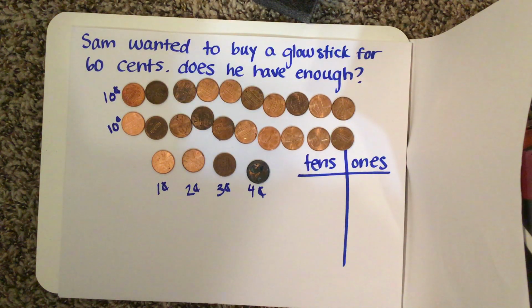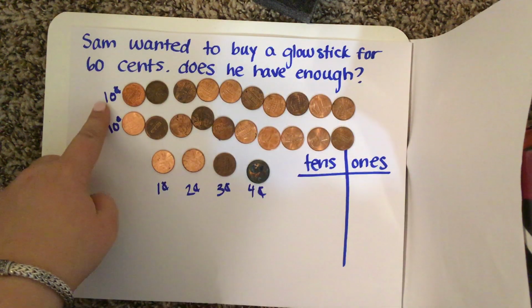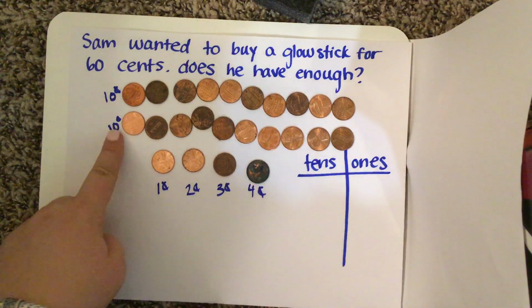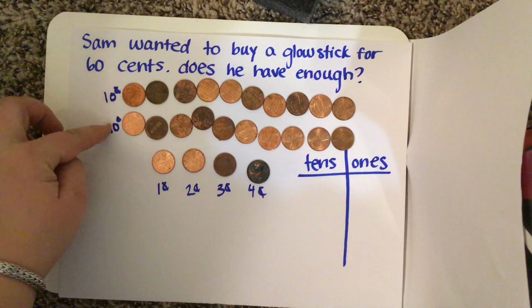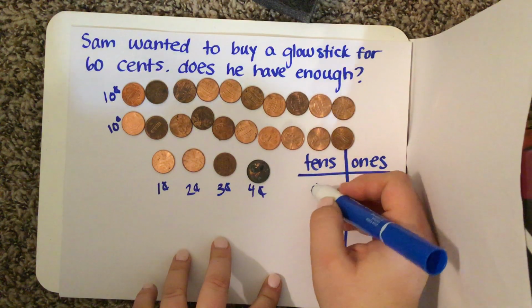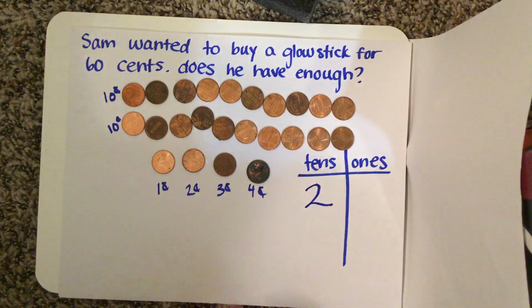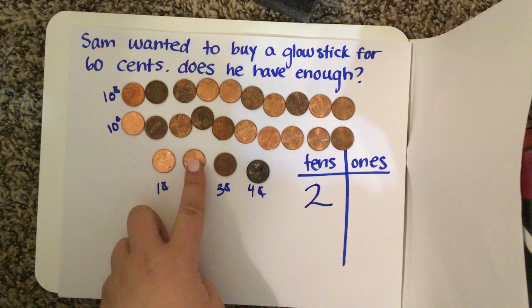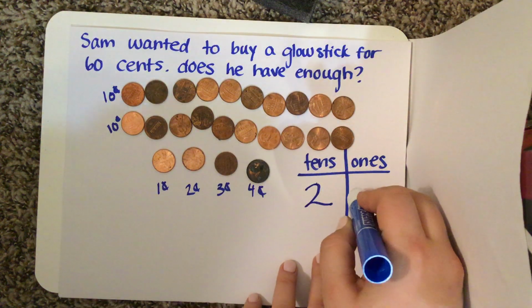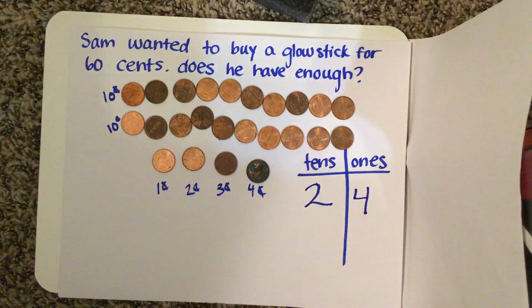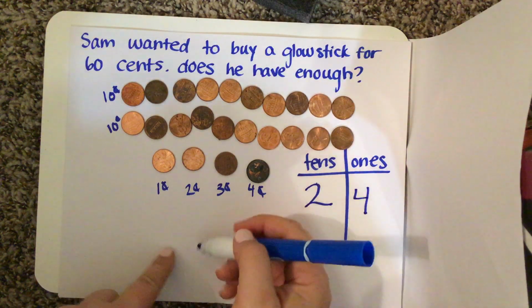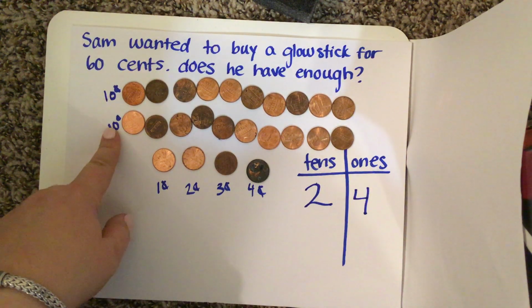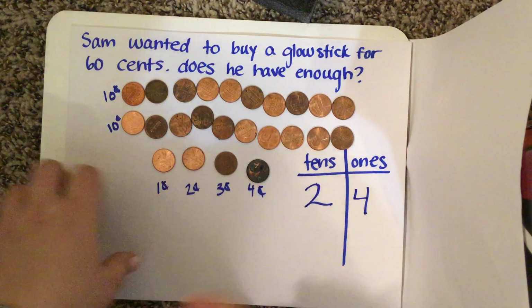We are going to count our tens. How many groups of 10 do we have? We have one across the top, and we have one across the bottom. So we have 1, 2 groups of 10. Now, we have to look at our ones. How many are all by themselves? We have 1, 2, 3, 4. We have 4 ones. So if Sam wanted to buy a glow stick for 60 cents, does he have enough if we have 10, 20, 21, 22, 23, 24 cents?